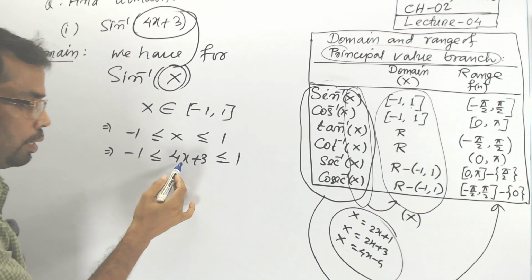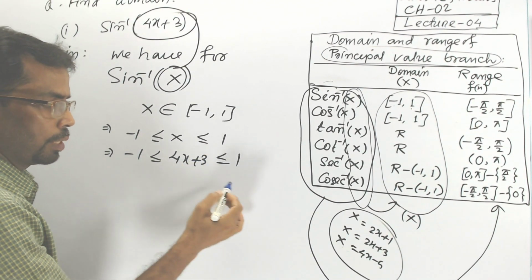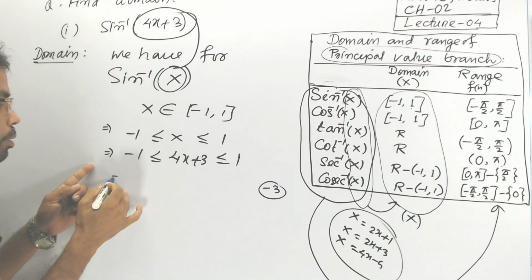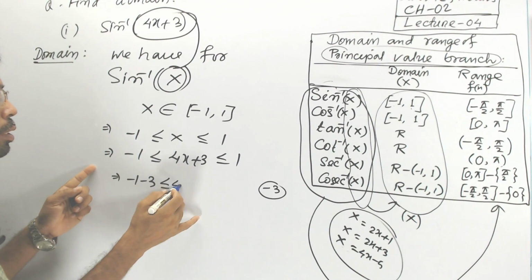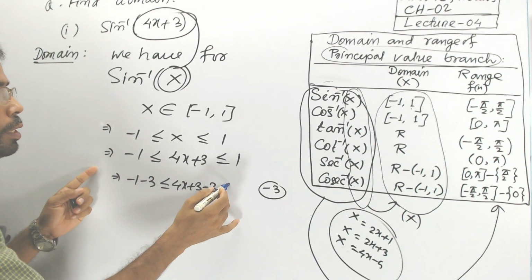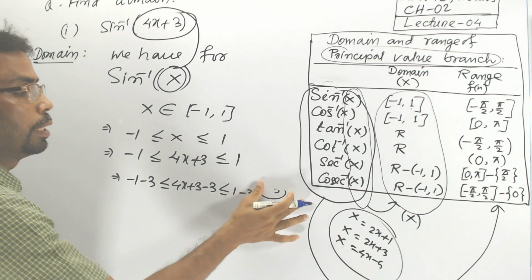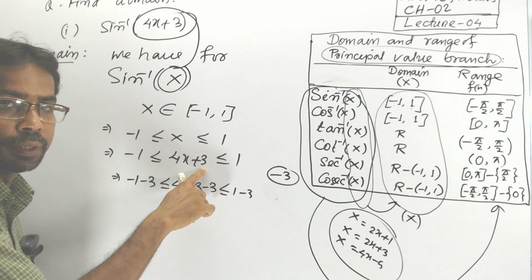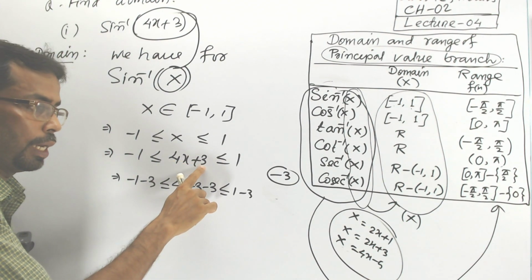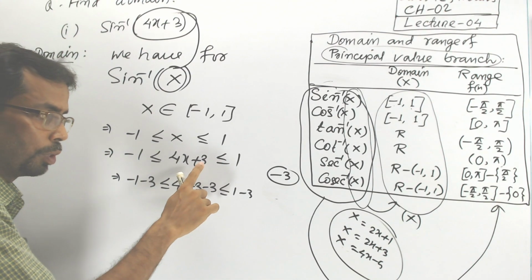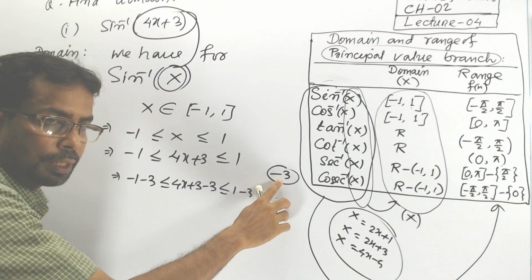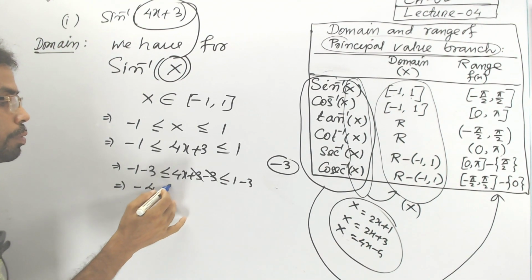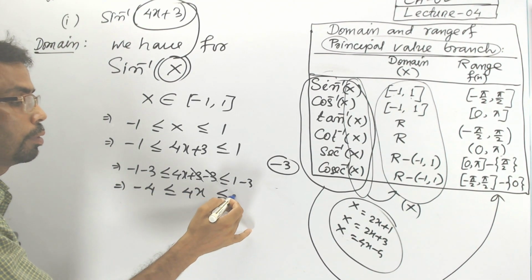To find this x, first I have to remove this plus 3. To remove this 3 I have to subtract 3 in each term. So minus 1 minus 3, 4x plus 3 minus 3, 1 minus 3. I have to make x free anyhow, so at first I will remove this number 3. Plus 3 minus 3 gets cancelled, and simplifying, it is minus 4 less than equal to 4x less than equal to minus 2.